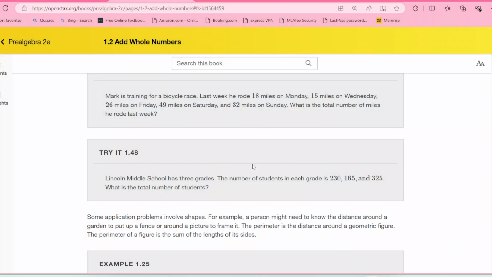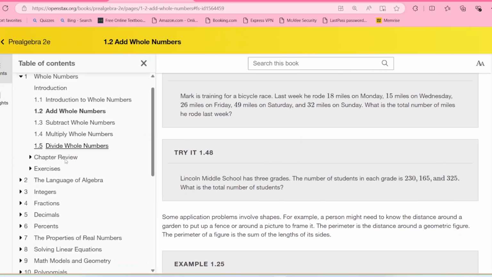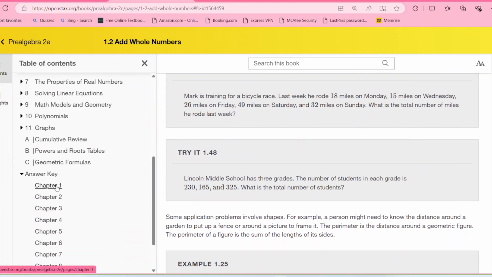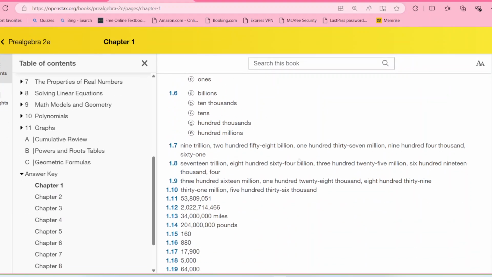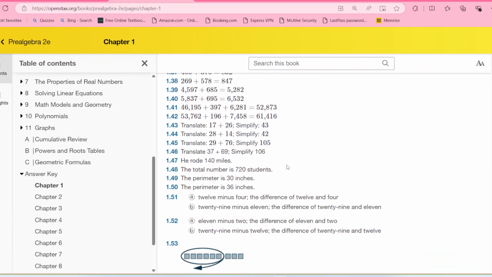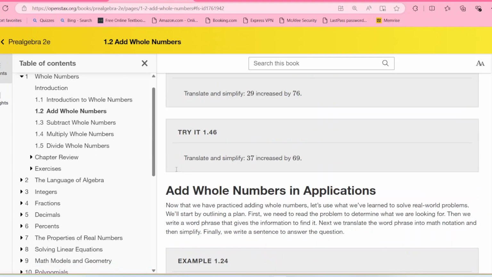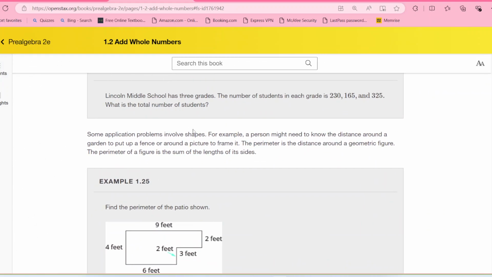Now if I go and check, right, never hurts to check the answers. So back to the table of contents, answer key, chapter 1, try it 1.48. So yeah, they're just saying the total number is 720 students, right? So I put Lincoln Middle School has 720 students, same thing. Great. All right, then back to the reading.